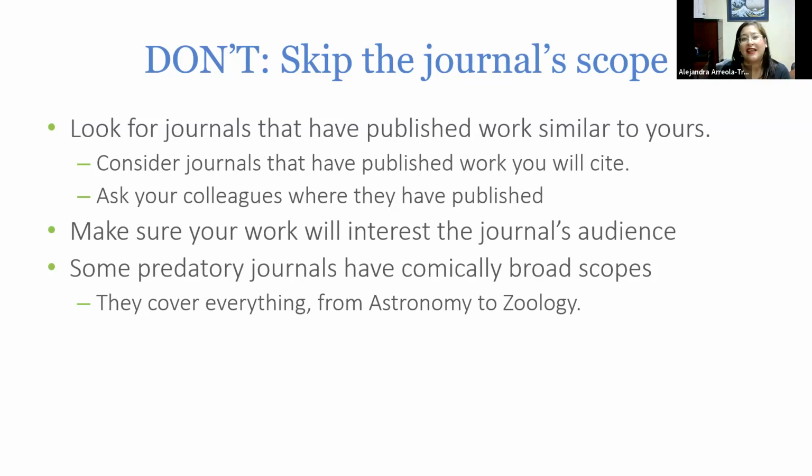And some people mentioned this as well. Ask your colleagues where they have published. I know when I was discussing in groups, somebody mentioned, Lenny, I think it was, who mentioned that he asked his colleagues where they have published, and this is a very good indicator where you could publish as well. When you read the scope, you can make sure that your work will be of interest to the journal's audience. And remember that some predatory journals are going to have comically broad scopes. So if you see a journal that covers everything from astronomy to zoology, that may not be a good sign.